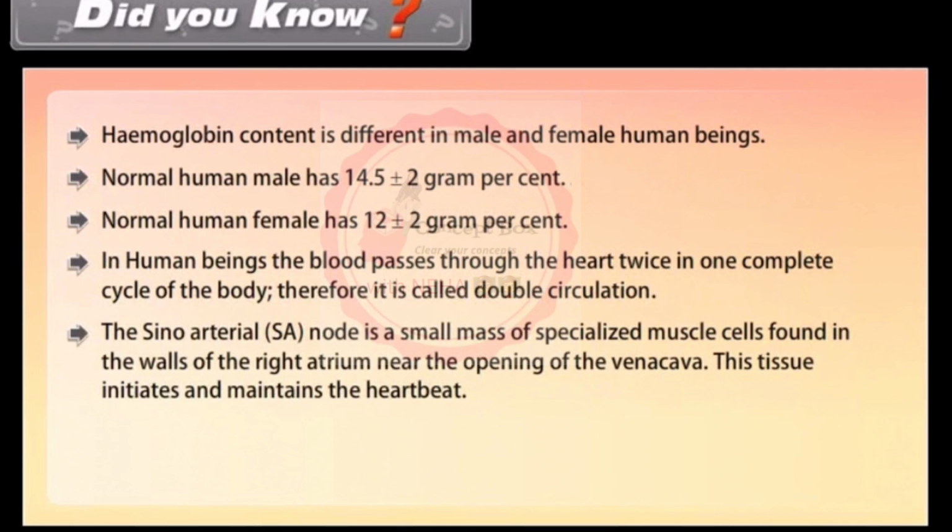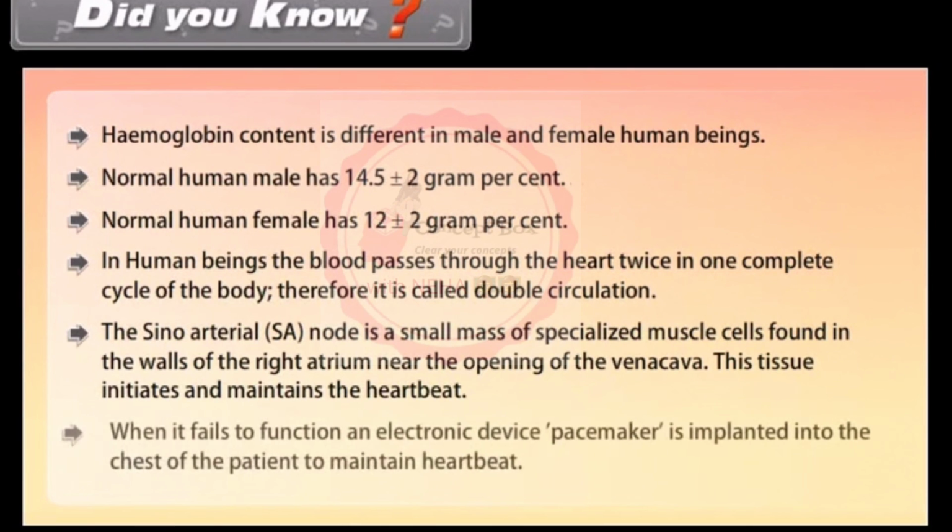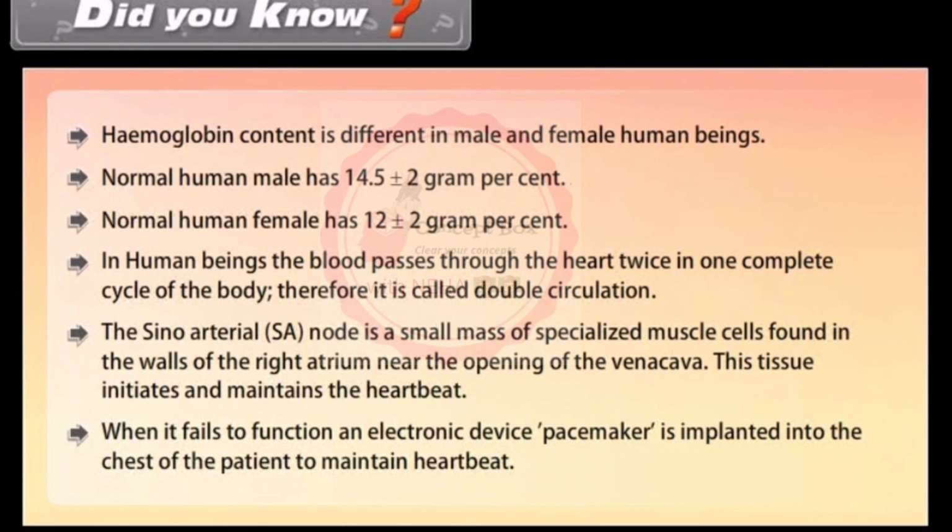The sinoatrial (SA) node is a small mass of specialized muscle cells found in the walls of the right atrium near the opening of the vena cava. This tissue initiates and maintains the heartbeat. When it fails to function, an electronic device called a pacemaker is implanted into the chest of the patient to maintain heartbeat.